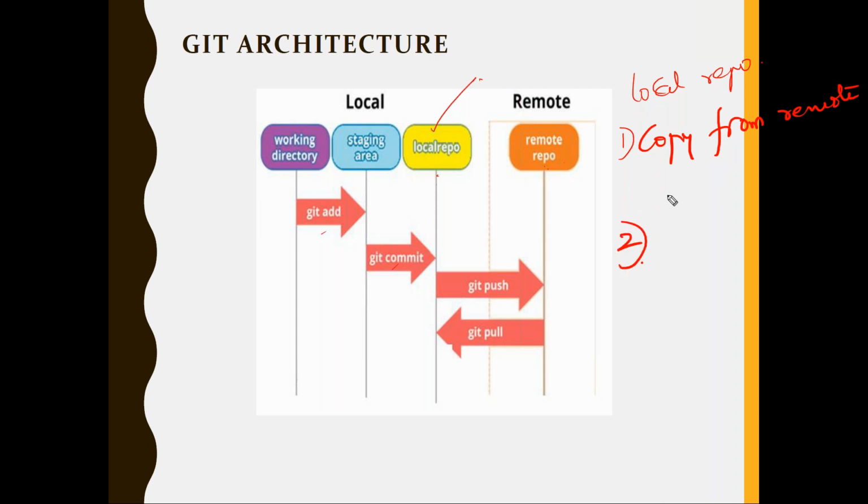Another method is, assume that it's a completely new project, starting from scratch, with nothing on remote. So you can manually create a local repository, develop the code base here, then push to remote. Basically, a local repository can be created in two ways. If the project already exists, copy from remote and create a local, or else manually create a local repository, develop it, and then push to remote and make a remote repository.